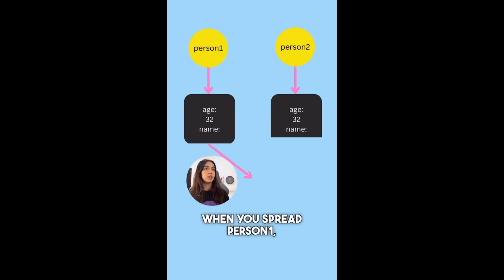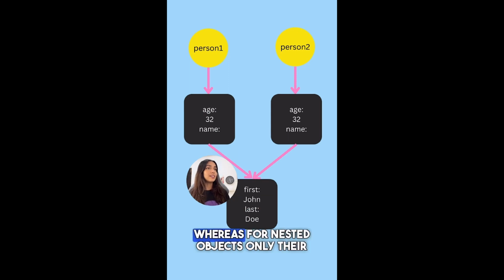When you spread person1, the primitive values are copied. Whereas for nested objects, only their references are copied. So when you use the dot notation to manipulate the value of name.first, the changes are reflected in the original object as well, because both person1.name and person2.name point to the same object value in memory.